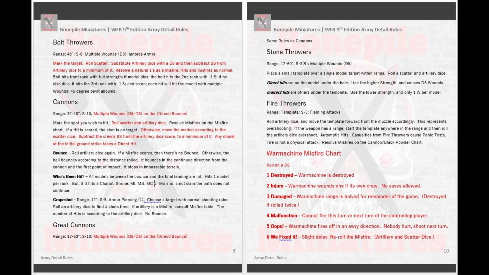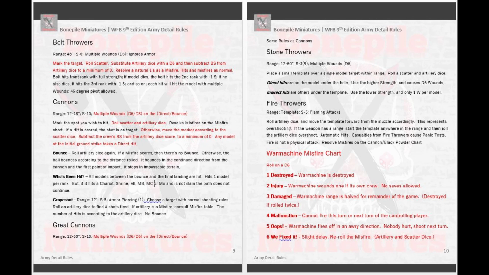Next we will move on to great cannons. They follow all the same rules as regular cannons, except they also deal d6 wounds on the bounce, where regular cannons only do d3 wounds on the bounce. So effectively they will kill more troops on average.